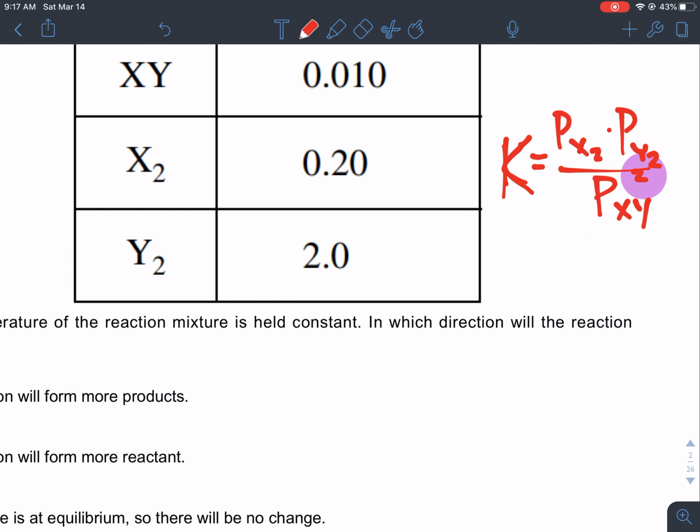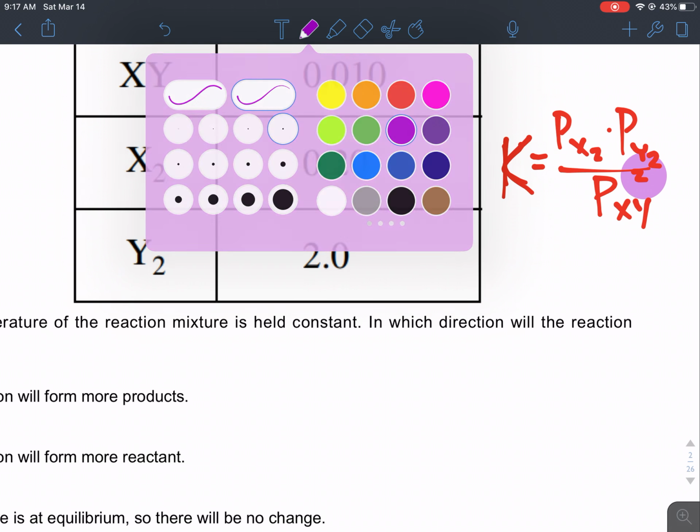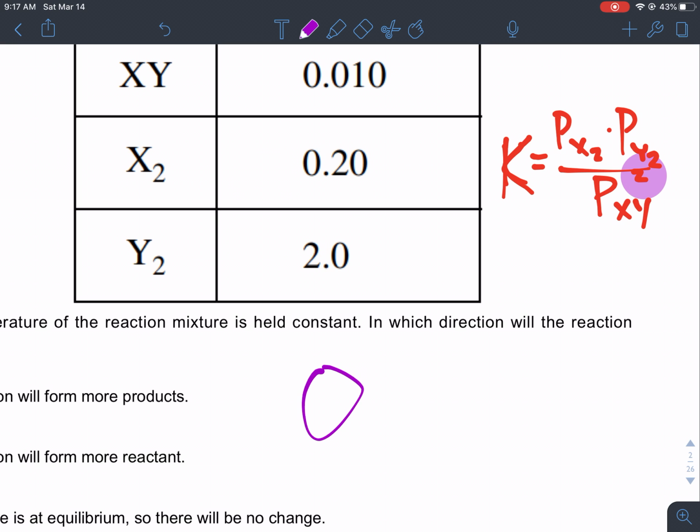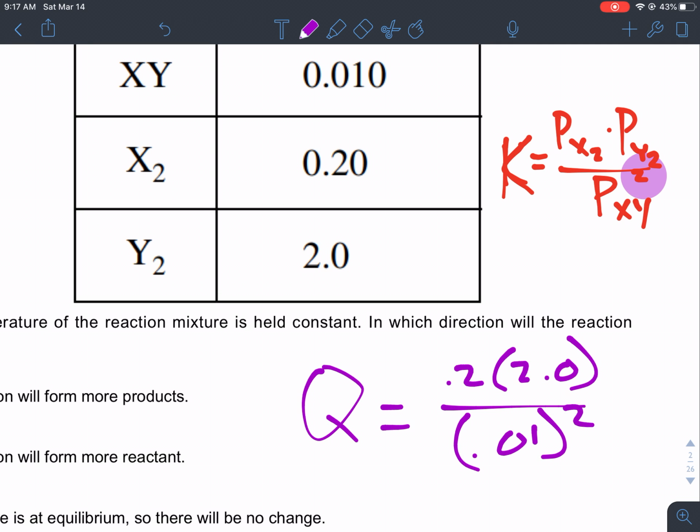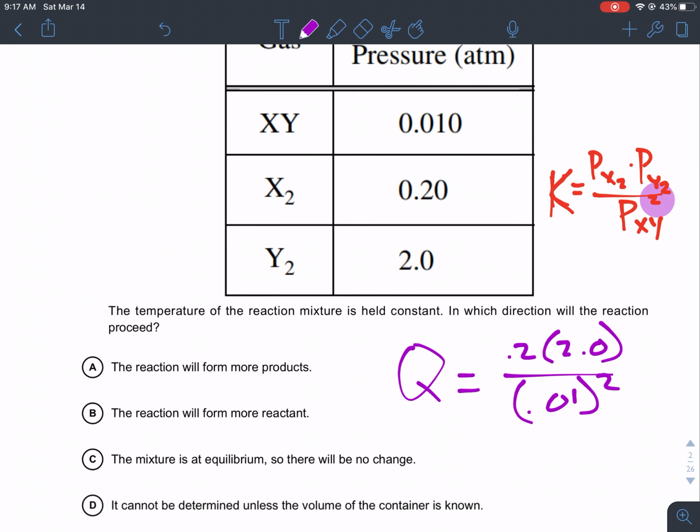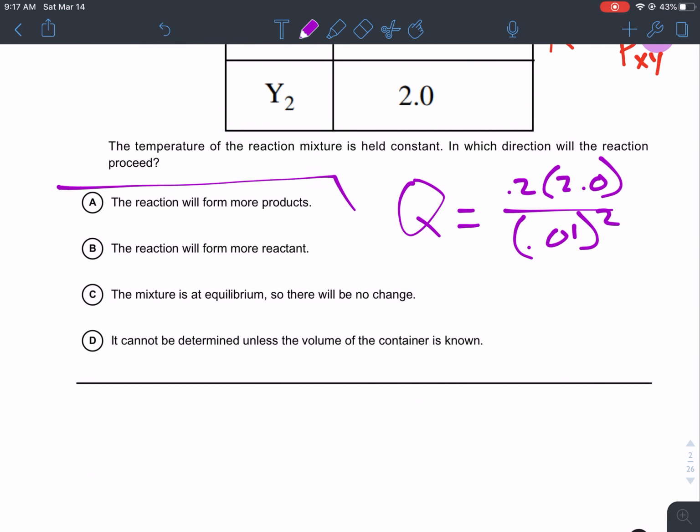That was cool. All right, so with your actual values, we're not going to be calculating K. We're actually calculating Q right now because we don't know if this is at equilibrium just yet. So let's plug in the numbers. You got 0.2 times 2 over 0.01. I know people are going to ask why I'm not using the correct number of significant figures. Because it doesn't matter. Look at the answer choices. None of them have significant figures involved anyway. All right, so let's do these numbers.